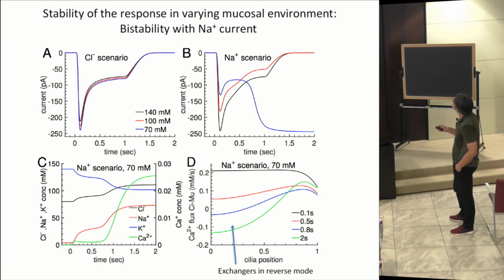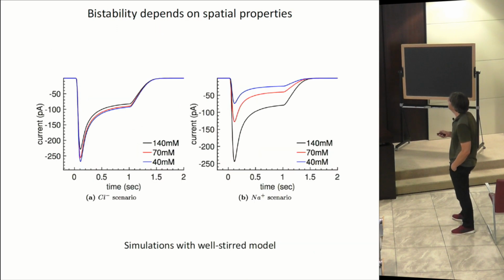So basically the initial odorant activation pushes the system over the separatrix, and then it goes to the basin of attraction of the second fixed point, which means you completely abolish the response termination. So basically with the sodium current, the system is not robust against changes in the mucosal ion concentrations.